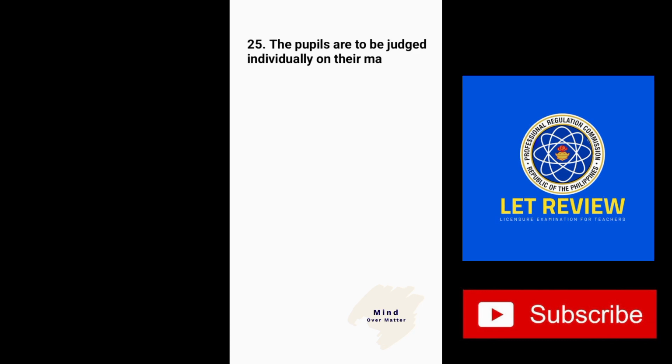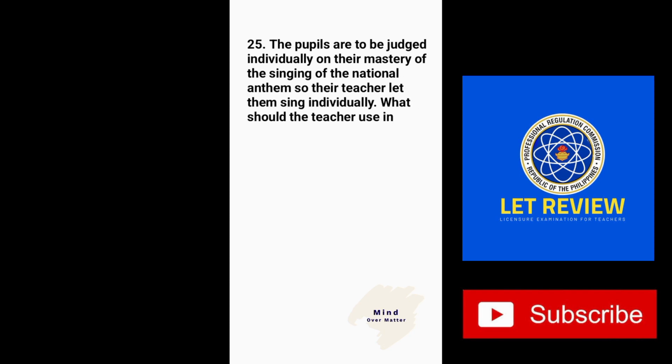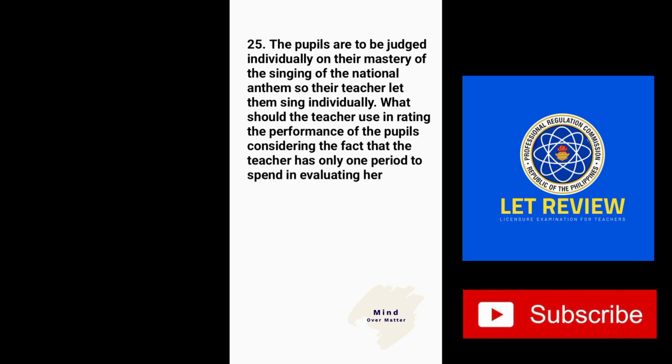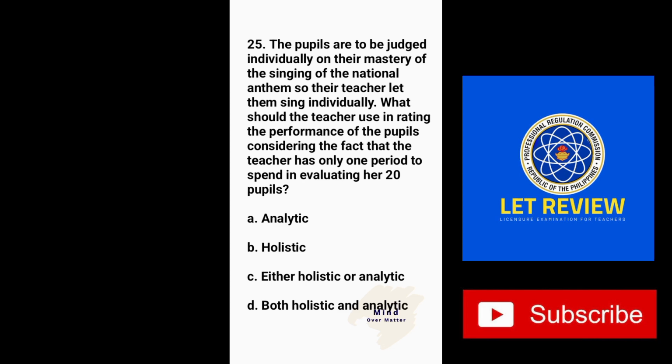25. The pupils are to be judged individually on their mastery of the singing of the national anthem, so their teacher let them sing individually. What should the teacher use in rating the performance of the pupils, considering the fact that the teacher has only one period to spend in evaluating her 20 pupils? A. Analytic. B. Holistic. C. Either holistic or analytic. D. Both holistic and analytic.